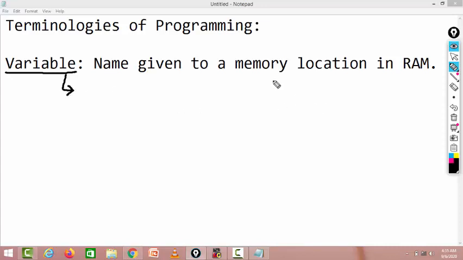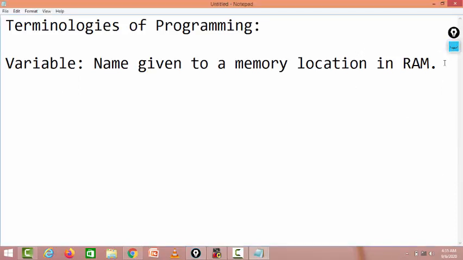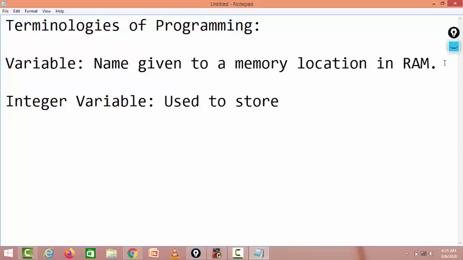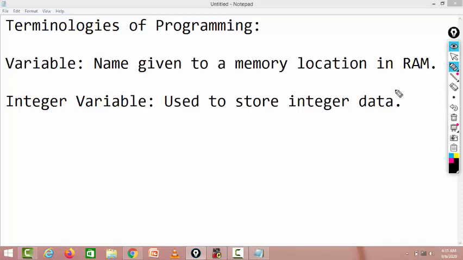Let me give you the brief difference between these variables. We have three basic types of data: integer, float and character. So we use different types of variables. An integer variable is basically used to store integer data. For example, if a user is interested in storing 20 in his programming, he needs an integer variable that is going to store this 20 for that user.